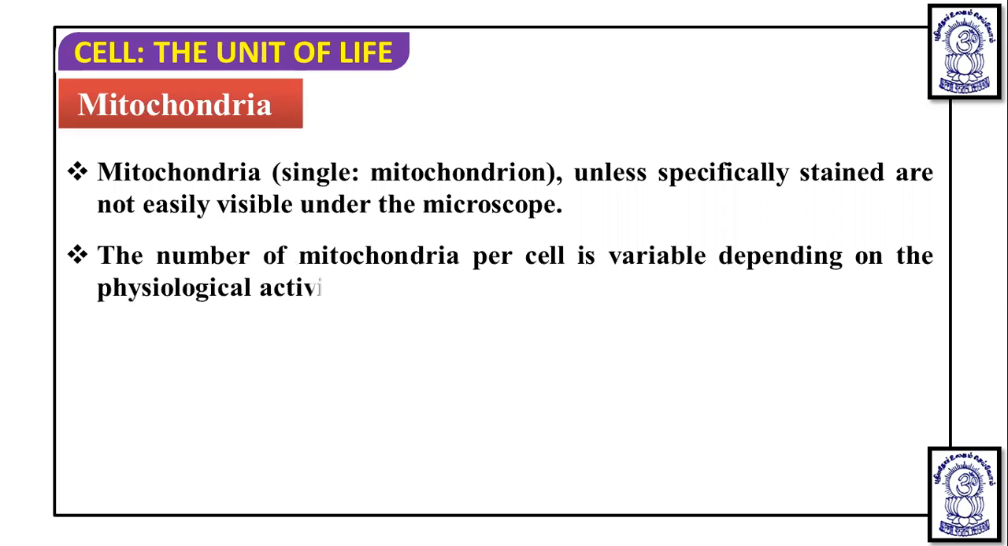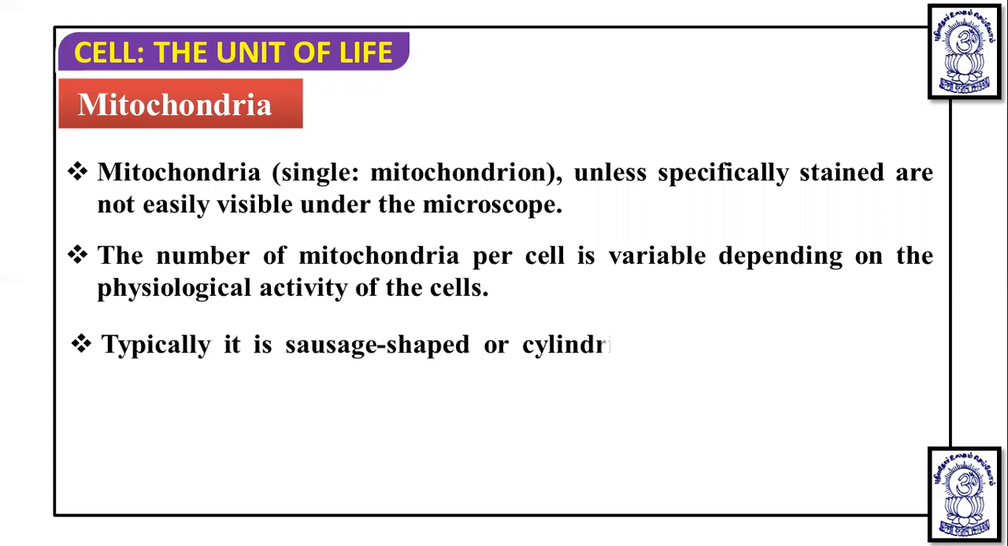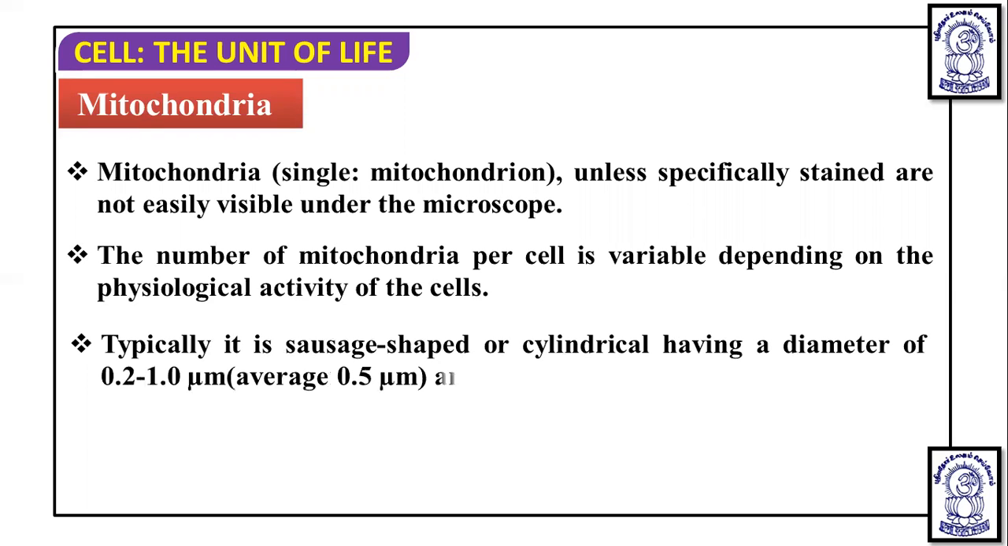The number of mitochondria per cell varies depending on the physiological activity of the cell. Typically, it is sausage shaped or cylindrical shaped, having a diameter of 0.2 to 1 micrometer. The average is 0.5 micrometer and the length is 1 to 4.1 micrometer. So this is a general introduction to the mitochondria. It is saying that this is smaller in size.